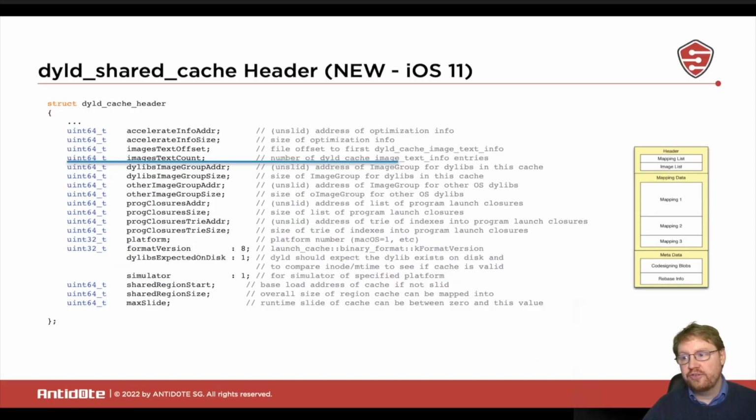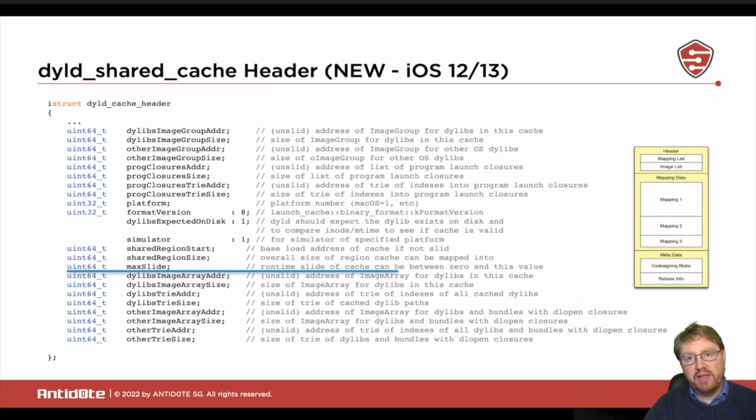Okay. So again, with iOS 11, this was growing again and again. Now you can see there's some shared region start, shared region size, max slide. This is what I mentioned earlier. From this moment in time, the cache can tell the system, oh, I would like to be actually loaded into this address space here. And with the max slide, it can specify how much ASLR the cache actually supports.